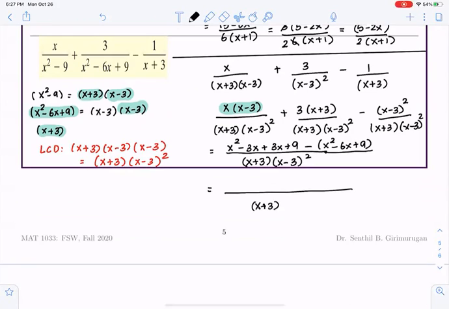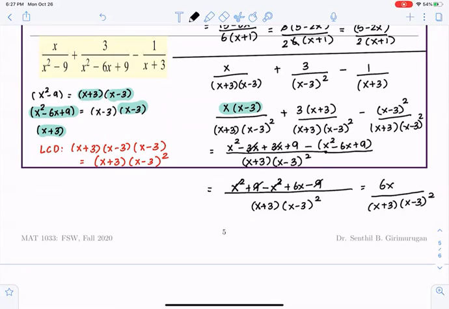So the denominator is x plus 3 times x minus 3 squared. The 3x and 3x will get cancelled. We have x squared plus 9. Distribute the negative. I have minus x squared plus 6x minus 9. The x squared would go away. The 9 would go away. And we simply have 6x divided by x plus 3 times x minus 3 squared.